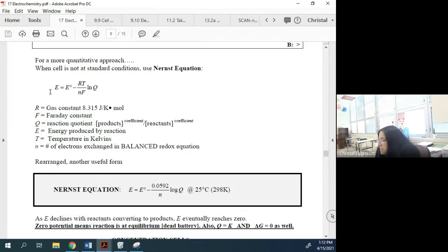This unit. So if you are at non-standard conditions, E is equal to E naught minus RT over nF, where n is the number of electrons, F is Faraday's constant, times the natural log of Q. That's why I don't like the old way of doing this, when we had big ideas. They would talk about this, but at that point we hadn't taught equilibrium yet, so nobody knew what Q was. So that's why I like the way this is set up now.